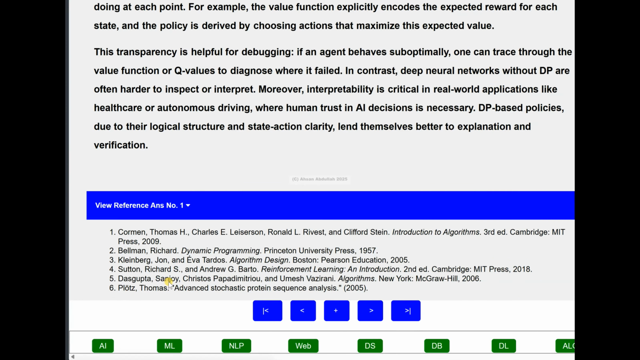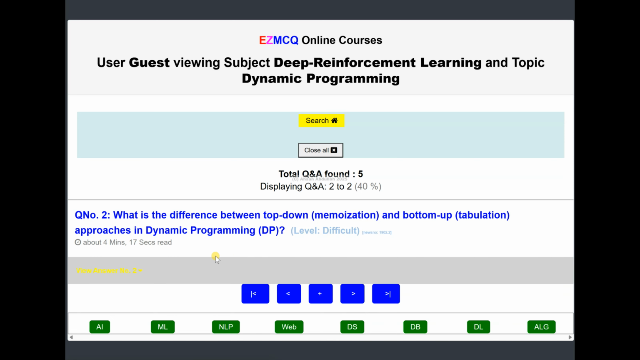Now we move on to the next concept and Q&A, which is about dynamic programming. So in the previous one, we looked at dynamic programming in the context of reinforcement learning. All right. Now there's a very popular, fundamental concept in dynamic programming: what is the difference between the top-down approach, which is also called memoization, and the bottom-up approach, which is also called tabulation, in dynamic programming.